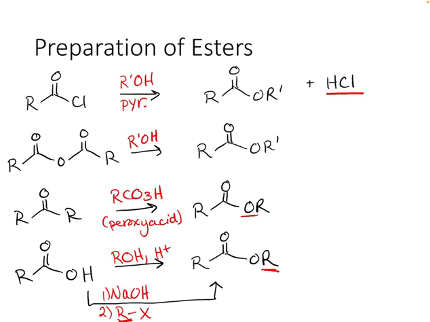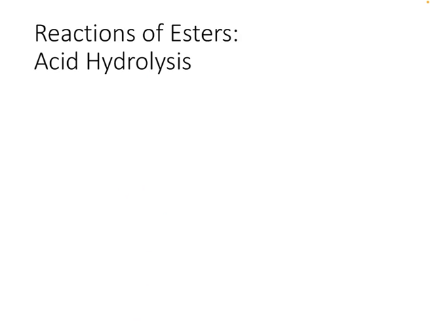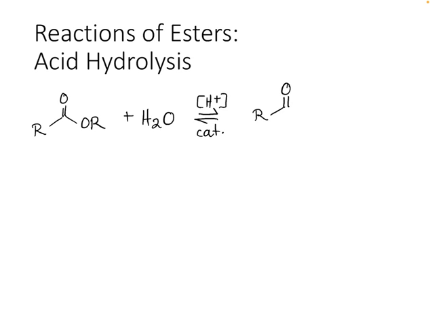All right, so again, we've covered most of these already. So not much new that we're learning here, but let's talk about some of the reactions we can perform with esters. So the first one is acid hydrolysis. So this is essentially the reverse reaction of a carboxylic acid forming an ester. So here we're going to start with our ester, and then we're going to use water and catalytic acid to turn this into a carboxylic acid, and then our byproduct is an alcohol.